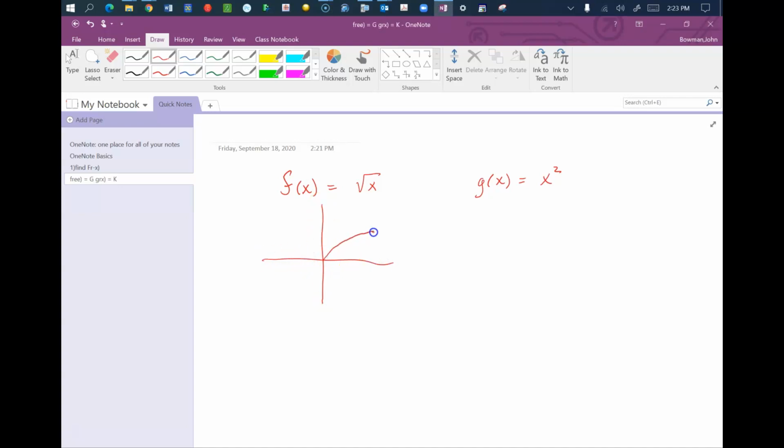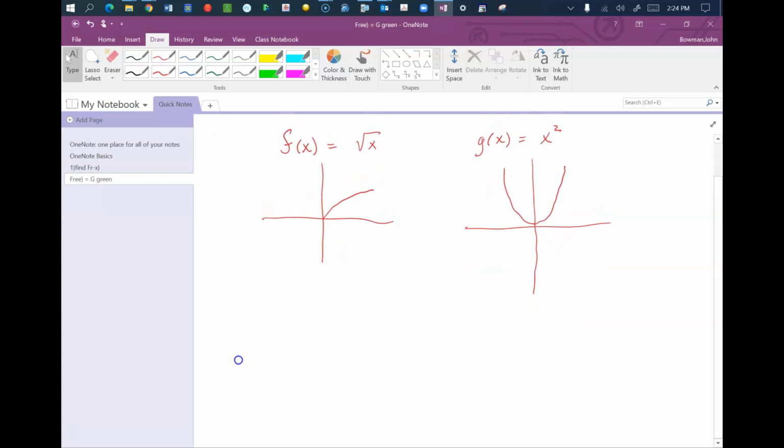graphing the square root function and graphing the quadratic function and showing that, oh yeah, the quadratic function is not one-to-one, so its inverse is not a function. Or if you were to reflect one or the other over the line y is equal to x, you're not going to get the other one. So that's one way you can show it.